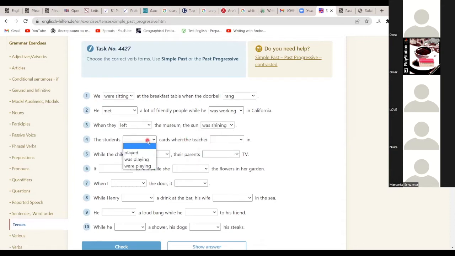The students were playing when the teacher came. While the children were sleeping, their parents were watching. Because it's two simultaneous actions. Like, пока они спали, родители смотрели. Тут нет никакого interruption, right? Ничего не прерывается. Это не то, что students were playing cards when the teacher came in и застукал их.